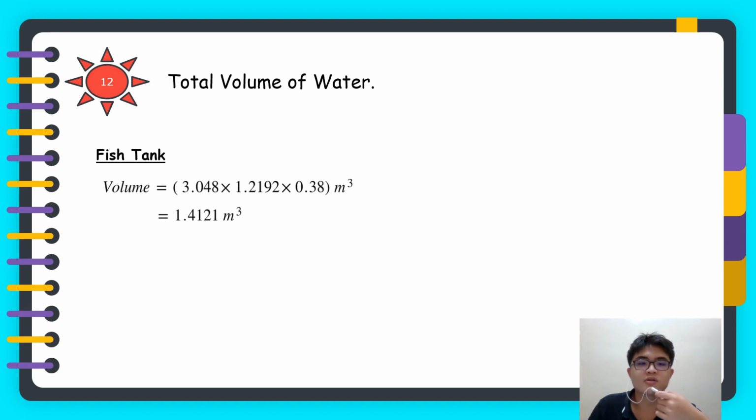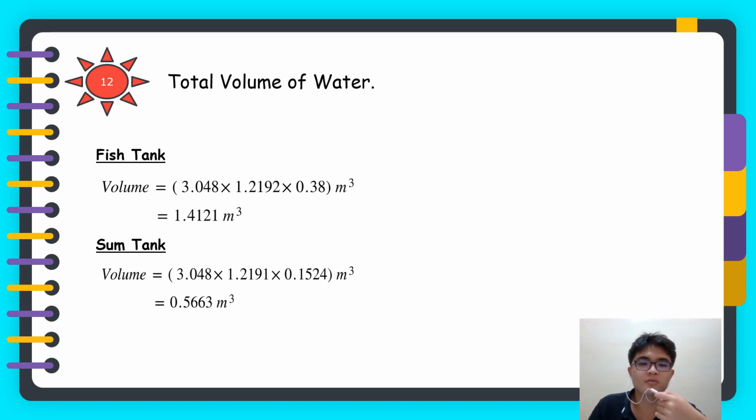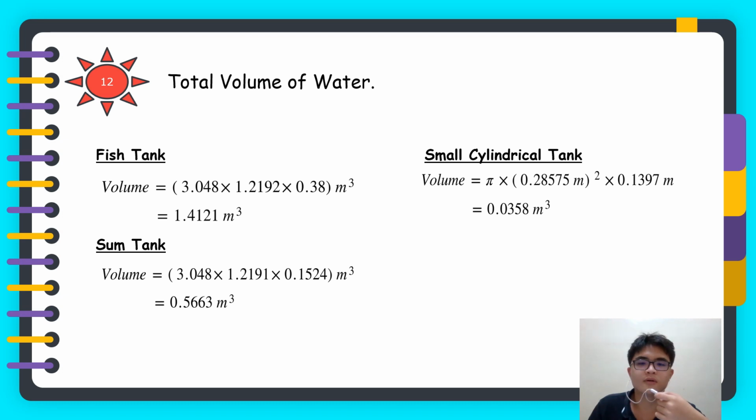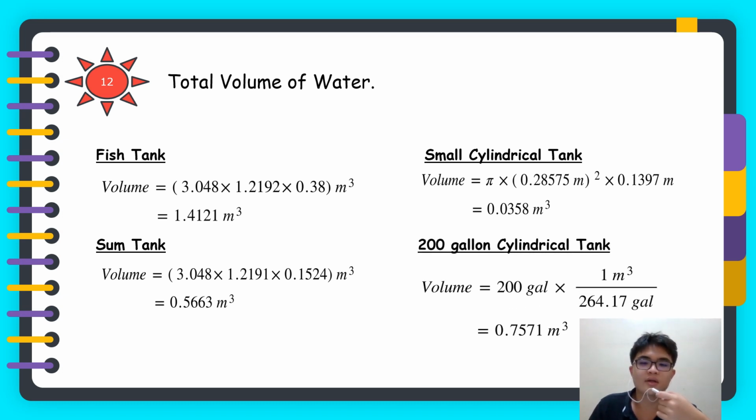Okay, so lastly we need to calculate the total volume of water in the whole system, but beside that we need to calculate the total volume of water from each tank first. For the fish tank, the volume of water will be 1.4121 meter cube, and for the sump tank, the volume of water will be 0.5663 meter cube. Next, for the small cylindrical tank, the volume of water will be 0.0358 meter cube. And lastly, for the 200 gallon cylindrical tank, we just convert the volume from gallon to meter cube, and we get 0.7571 meter cube.